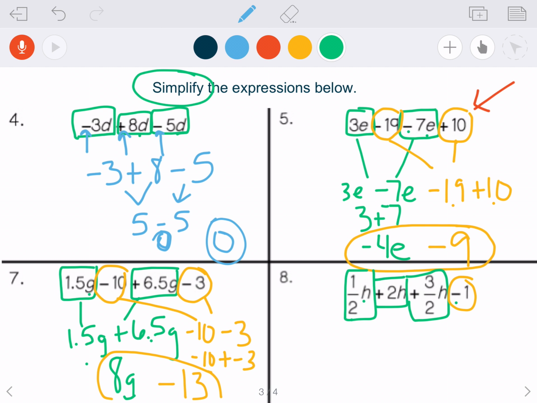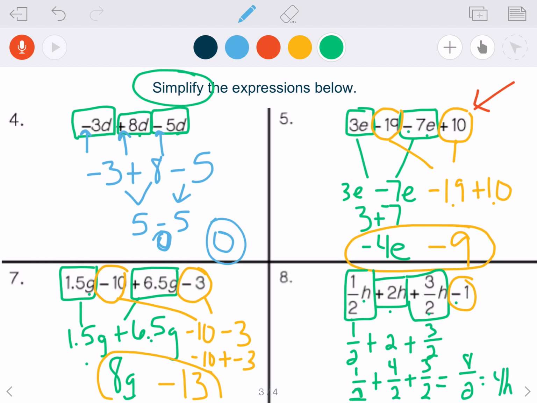So now I'm going to combine all of these, and I'm adding them all. I have 1/2 plus 2 plus 3/2. Well, clearly I have a common denominator here, so I'm going to do 1/2 plus 4 over 2 to give me 2 plus 3 over 2. Remember, when we're adding fractions, we have to find a common denominator, and we're going to add or subtract our numerators. So 1 plus 4 plus 3 gives me 8 over 2, which equals 4h. So when I rewrite this, I'm going to rewrite it as 4h, which was combining all of these, and then I'm going to bring down that minus 1. So my answer here is 4h minus 1.